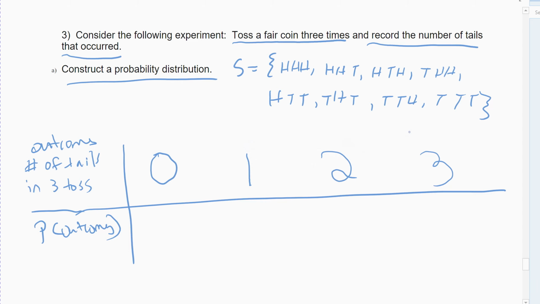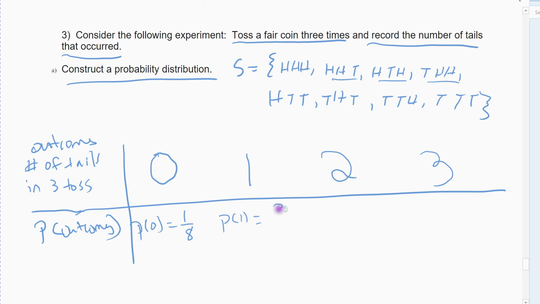All right, then the outcomes, probability. All right, so how many outcomes, what's the probability that I get 0 tails? Well, the probability of getting 0 tails is 1 out of 8, right? 1 out of 8, 1/8. Probability I get 1 tail. I got to figure out how many ways did I get 1 tail.